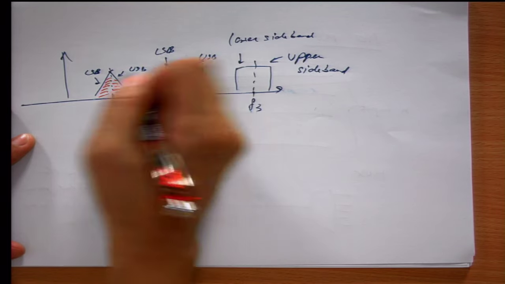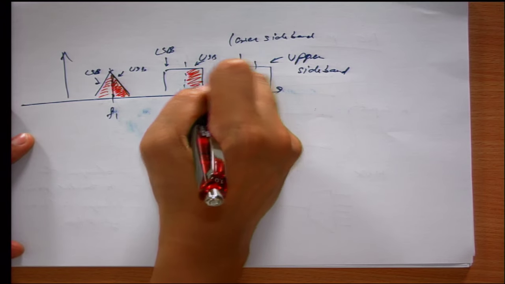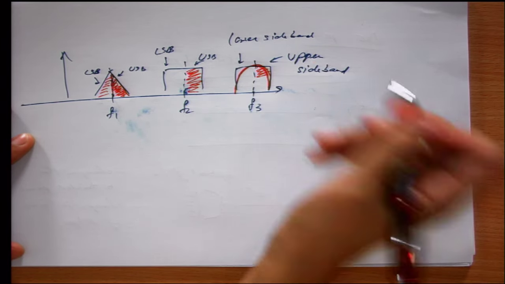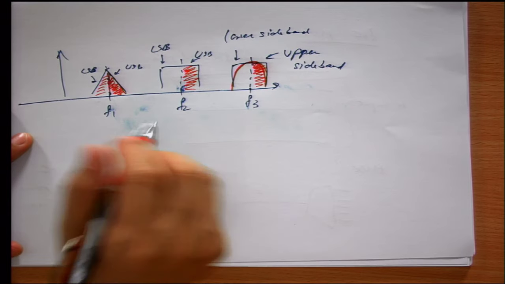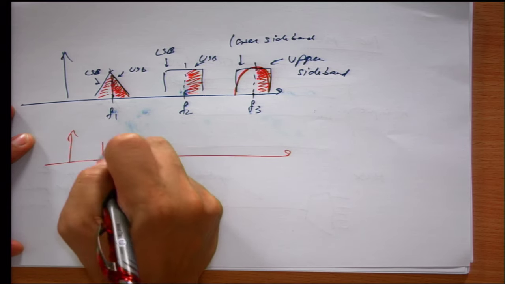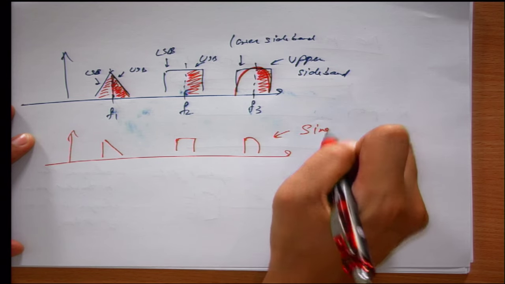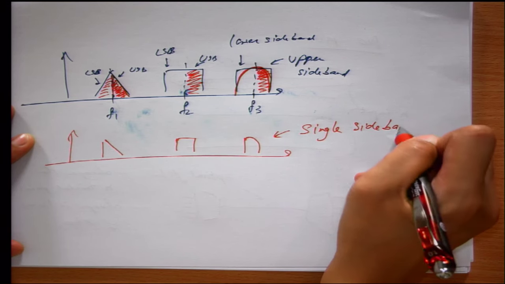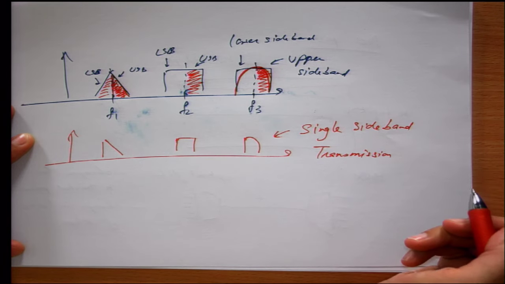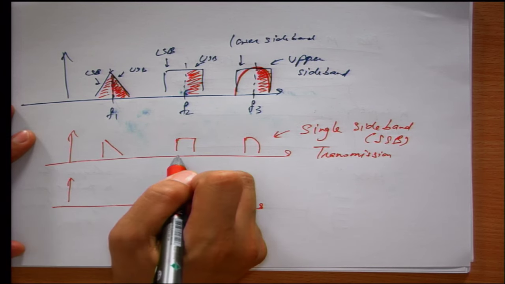So if you know only this one, you can find the other side. Again, if you know this one, you can find the other side. So you don't actually have to send both sides. You can send only this, and then this, and then this. So you send single sideband transmission, or SSB.